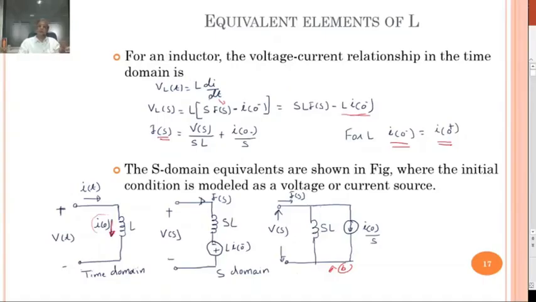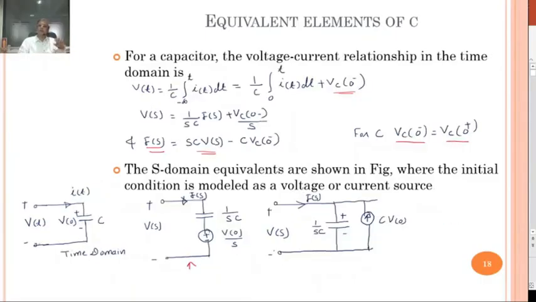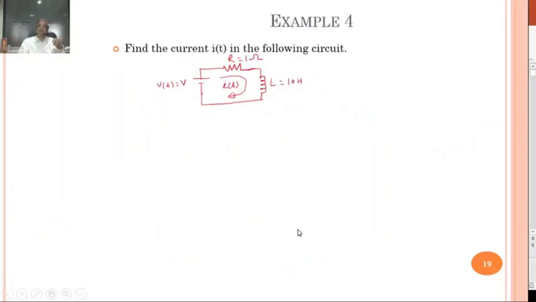If there is a switching action at t equal to 0, then we say that I(0 minus) is the current flowing through this inductor prior to the switching action, and I(0 plus) is just after switching. Similarly, for this capacitor, V_C(0 minus) is the voltage across the capacitor prior to switching, and V_C(0 plus) is after switching. Now we will analyze this problem using the Laplace transform method. This is an electrical problem. The resistance value is 1, L is 10, and the voltage is V. And we have to find this i(t).